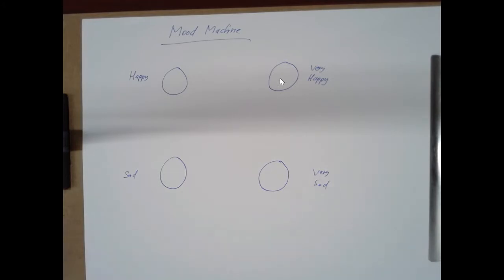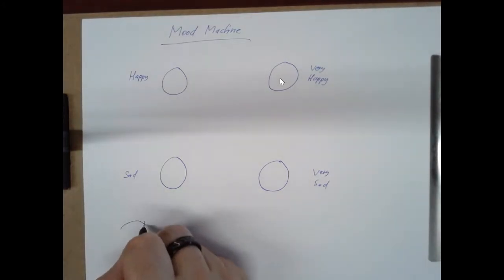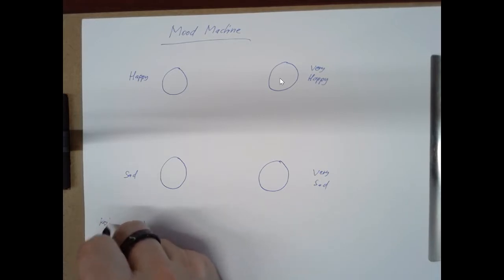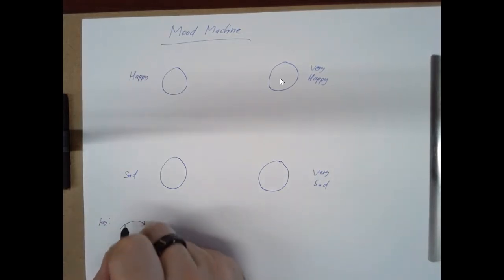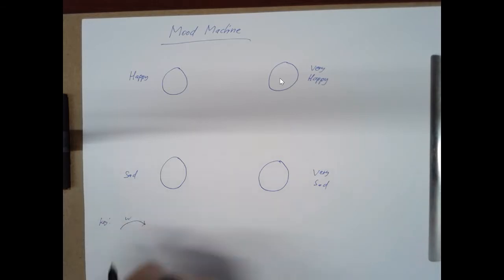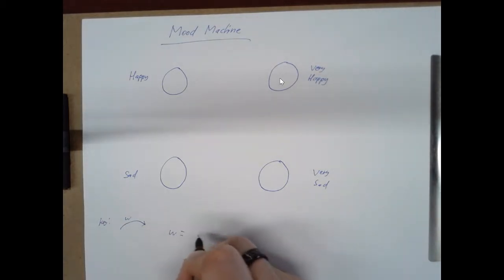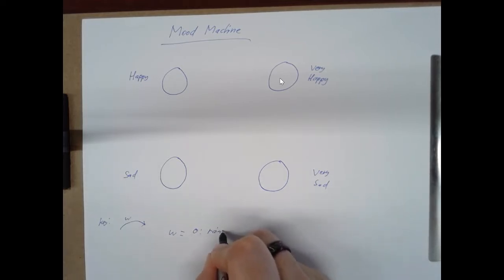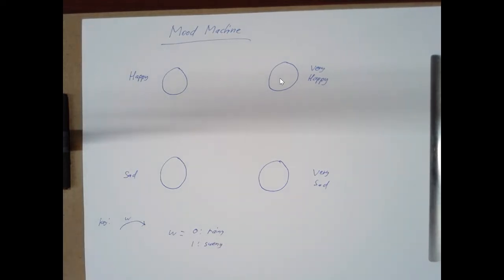And we're going to have a single input. So we'll make a little key here. The input is W. W is 0 if it's rainy, and it's 1 if it's sunny. So that's our weather input. So here's how we transition between states.